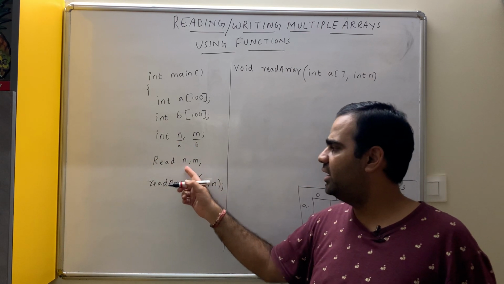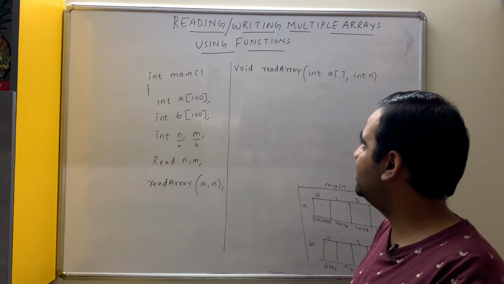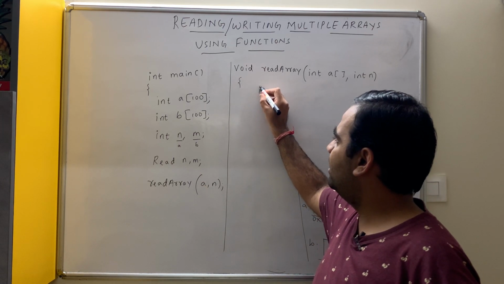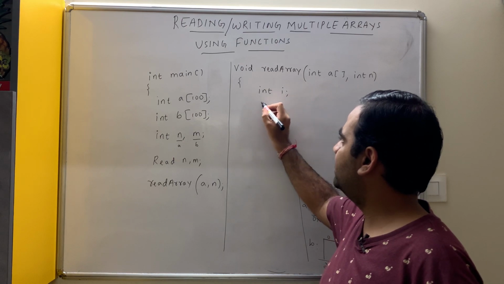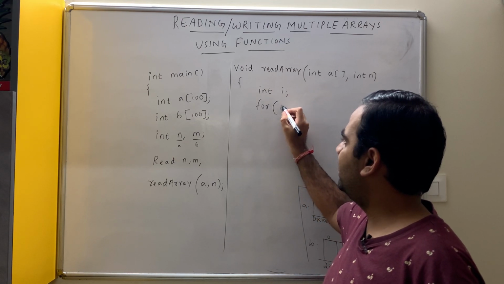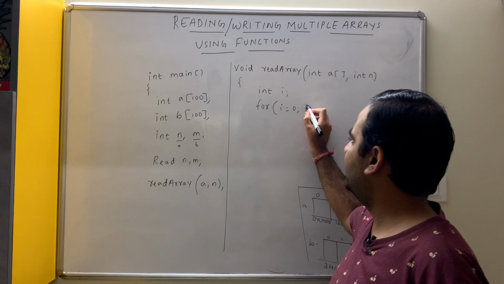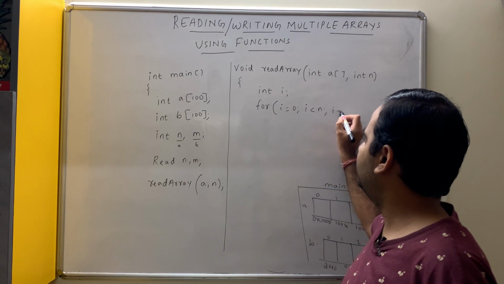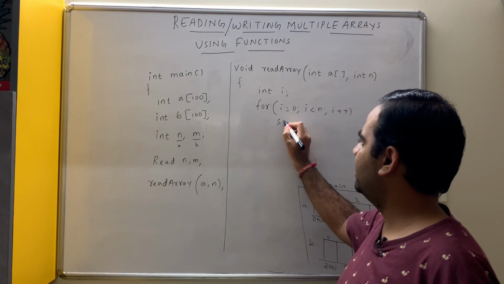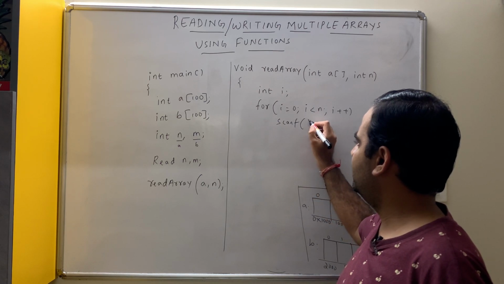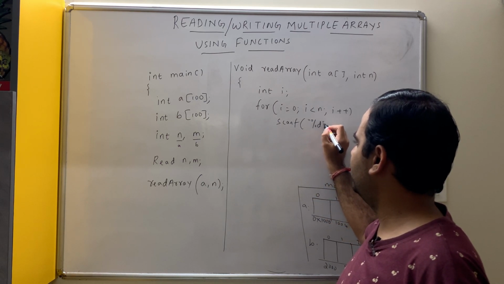Now whenever I say read n m, you have to write properly the scanf statement. Now how do we read the array? Already we know it. I just write it: for i equal to 0, i less than n, i plus plus, and here I write scanf %d ampersand a of i.